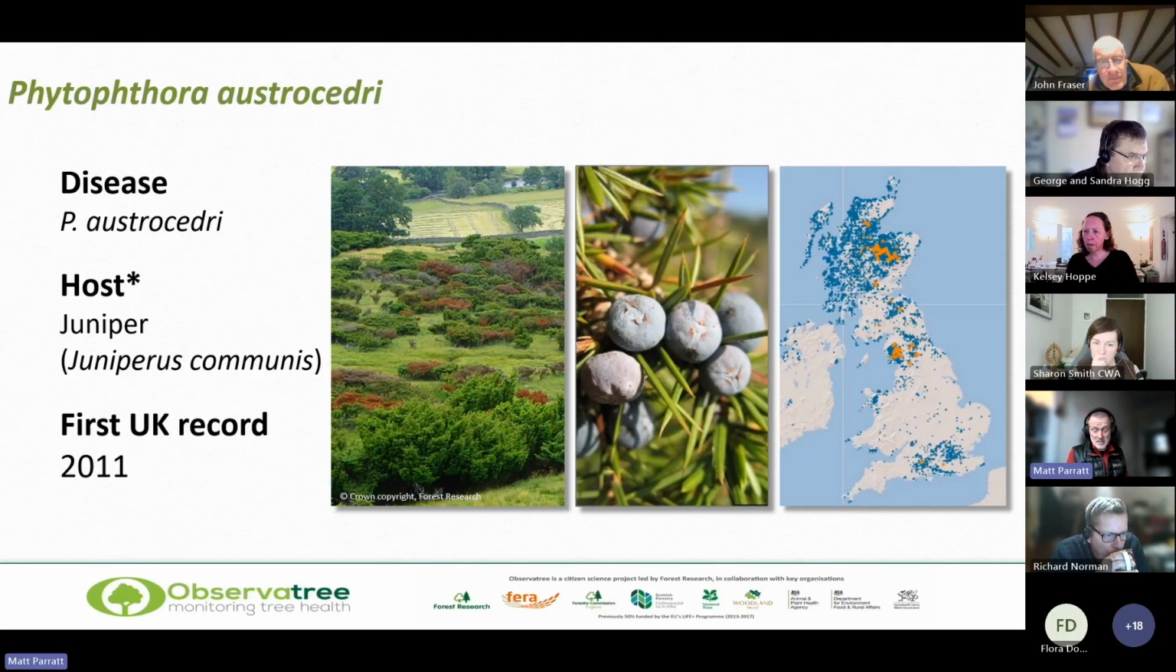The first record was in 2011 in the UK. The picture on the left shows you the kind of impact it can have. This picture is in Upper Teesdale in northern England, and all of those orangey, gingery shrubs are dead. So this is ripping through populations of juniper across the UK and causing serious problems.